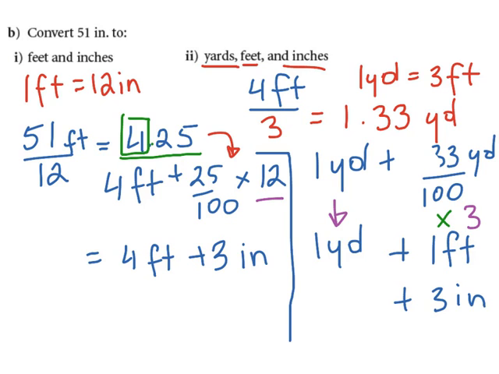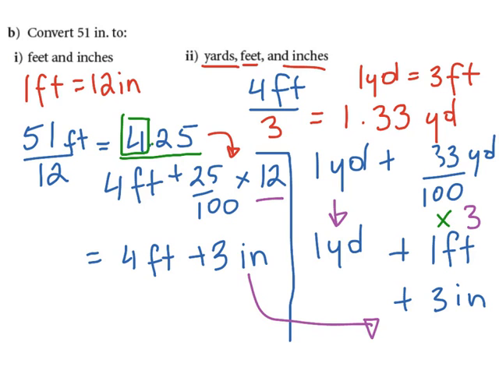Another way you could think about it with 4 feet: if there are 3 feet, that's a yard, and there's 1 foot left. And this 33 yards over 100 times 3 is a little bit convoluted, but it does result in the same answer, or the solution is a little bit different.